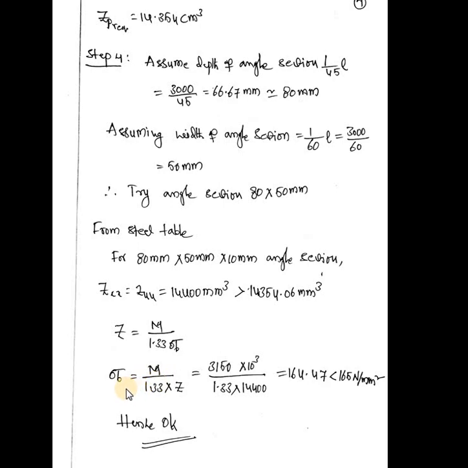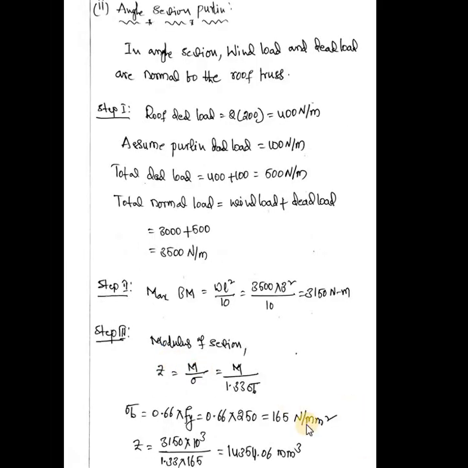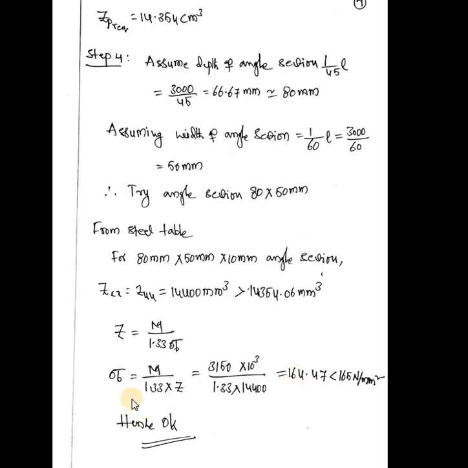Now for the sigma b value, we got 164.47. The permissible sigma b value is 165 Newton per mm square. Now the calculated value is 164.47, which is less than 165 Newton per mm square. Then the selected angle section 80 mm by 50 mm by 10 mm is safe.